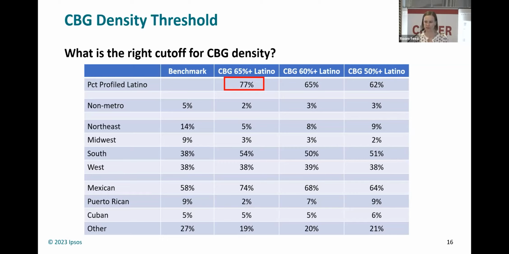But the concern there is that then you start to see some of these demographic skews get exacerbated. The metro status drops even further down to underrepresent the non-metro folks. Your region starts to get a little bit more skewed, where you only have 5% coming from the Northeast, and then your origin gets pretty far off as well. So you have to be really careful when you're setting that threshold, helping find the target demographic of interest, but also not exacerbating the bias.